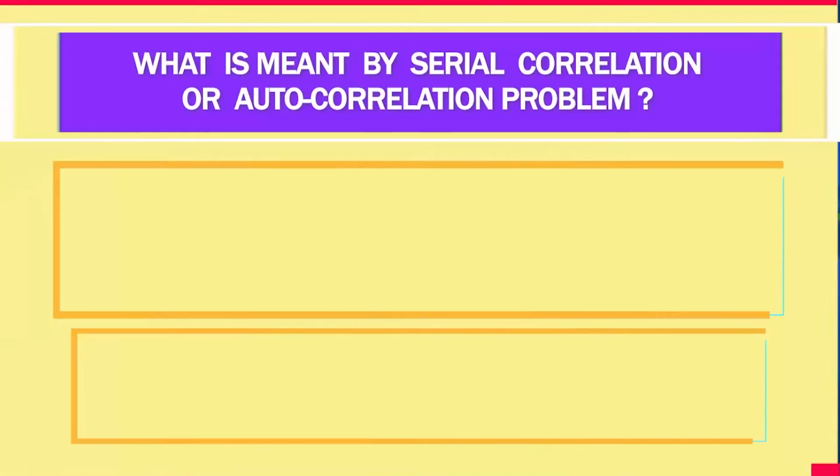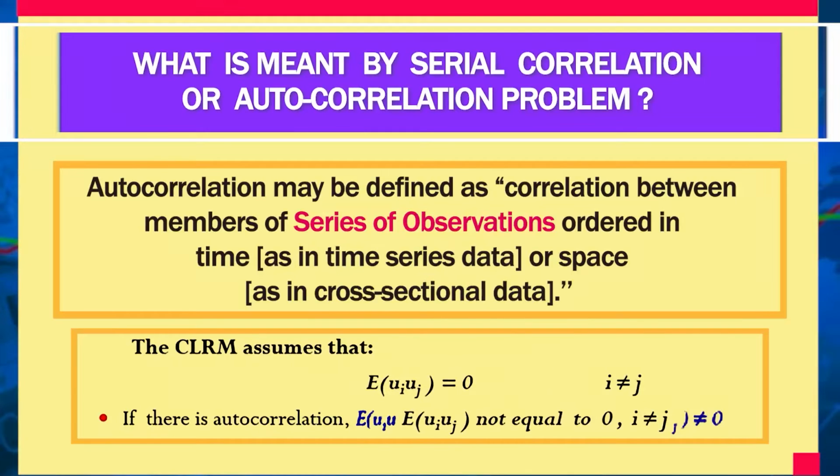If such a correlation coefficient exists between the different error terms, then the covariance between the different error terms will be non-zero, and as a result, the problem of autocorrelation will arise. So what is actually the important concept or definition of autocorrelation? Autocorrelation may be defined as correlation between the members of a series of observations.